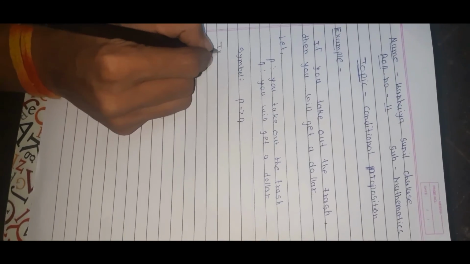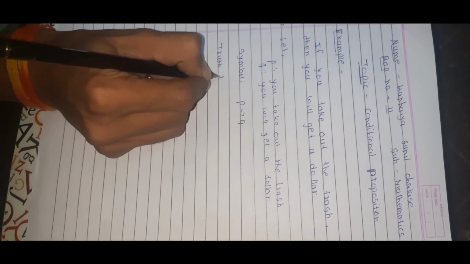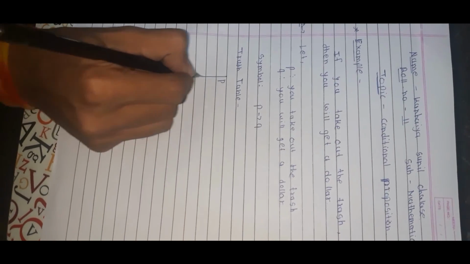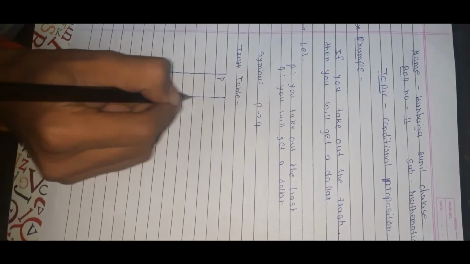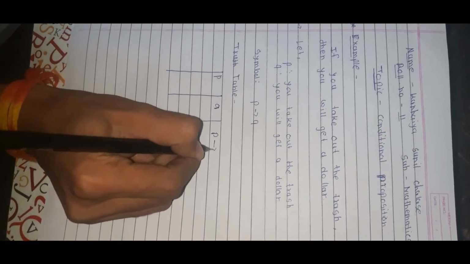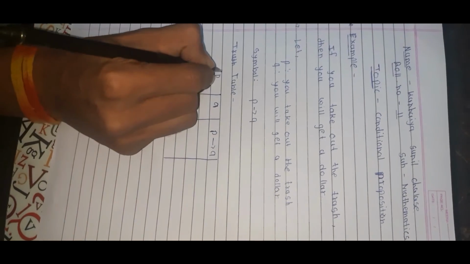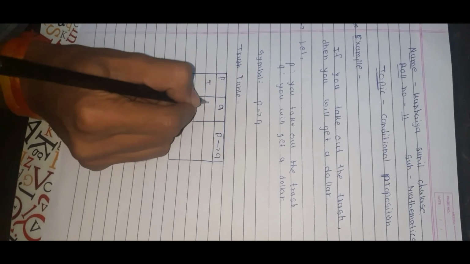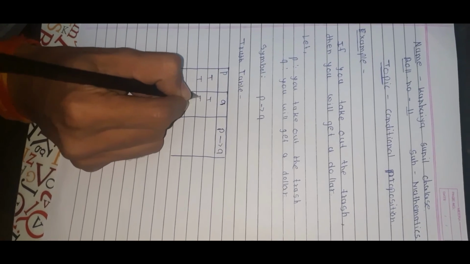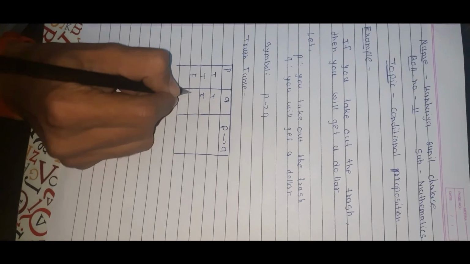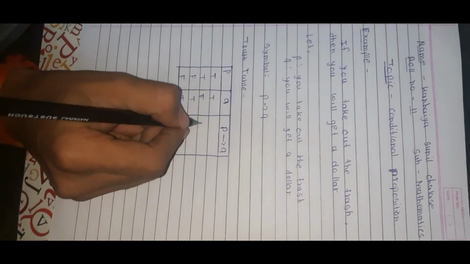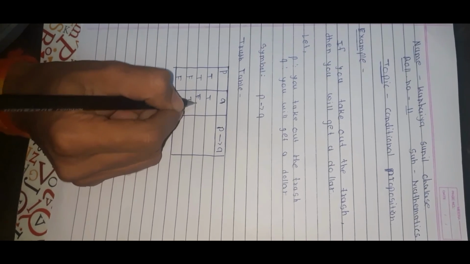So their truth table is here. We draw 3 columns and four rows. Four possibilities are here. Both are true. One is true, other is false. One is false, other is true, and both are false. Here, it is false only when P is true and the other is false.